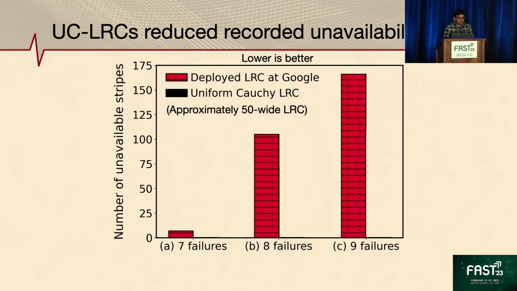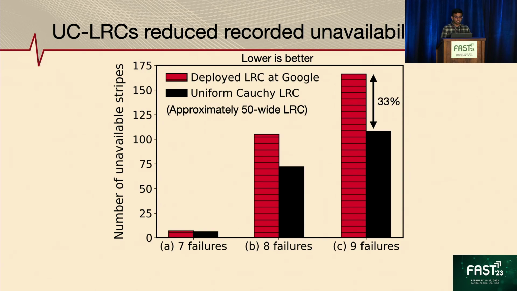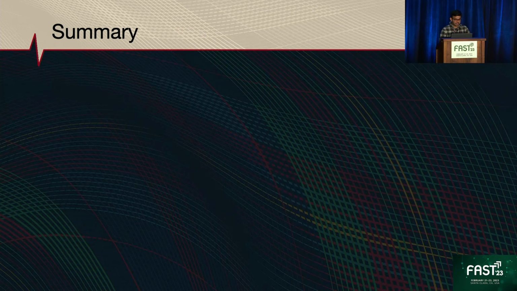Okay, and finally, what we did was we took a deployed LRC at Google and looked at the various events of stripe unavailability, including which chunks were unavailable. And then we constructed a Uniform Cauchy LRC for the same parameters, and we checked again which of those stripes could be recoverable using our mechanism compared to whatever was being used. And we saw that for recorded unavailability events, the Uniform Cauchy LRCs actually had a 33% better unavailability for these recorded events compared to the deployed LRC.